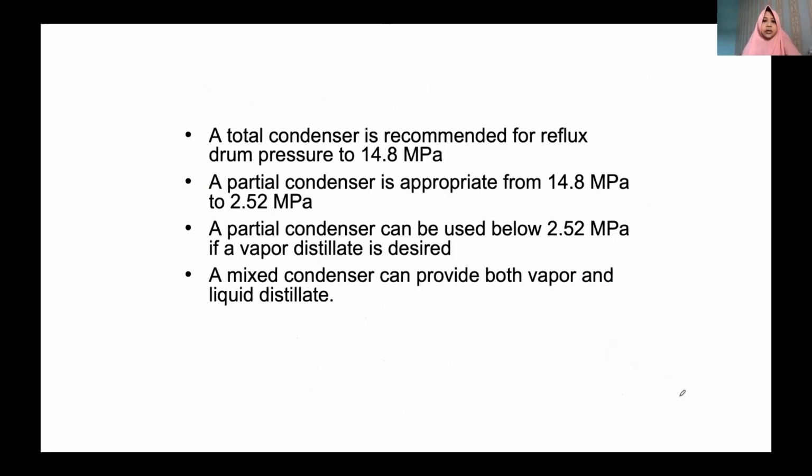A total condenser is recommended for a reflux drum pressure up to 14.8 megapascal, which is very high. A partial condenser is appropriate from 14.8, and a partial condenser can also be used below that. This is just a rule of thumb, which would be beneficial if you want to design this distillation column in your group assignment later on. A mixed condenser can provide both a vapor and liquid distillate.